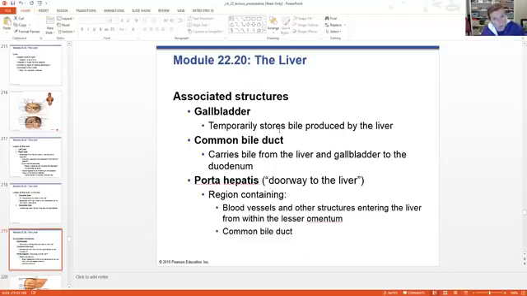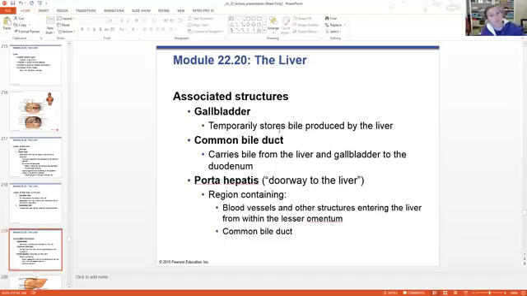Bile is produced by the liver, but is stored in the gallbladder. A lot of people don't realize that. A lot of people assume that the gallbladder makes the bile. It's the special cells in the liver that make the bile. The common bile duct is carrying the bile from the liver and the gallbladder down into the duodenum.